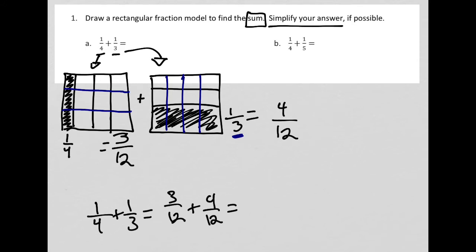And now that I have fractions that have the same denominator of 12, I can add them together. So 3/12 plus 4/12 equals 7/12. Now I can't simplify this, and I know that because if I think about the factors of 7, I only have 7 and 1. And neither 7 nor 1 really go into 12. 1 does, but dividing 7 and 12 by 1 isn't going to change anything. So my final answer is 7/12 for 1/4 plus 1/3.